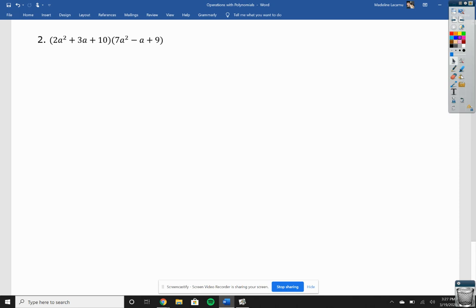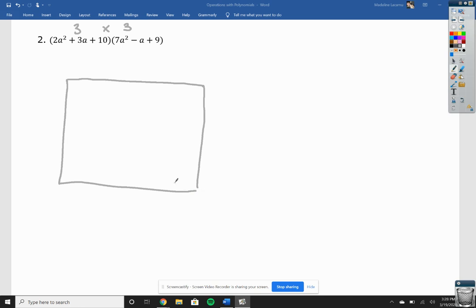All right, number 2 and our last one. So this one's going to be our challenge multiplying problem. Again, you can pause it right now if you want to try it by yourself. So for this one, it is a 3 by 3 box. So 3 terms here, 3 terms here. So we're going to need a real big box for this one. So I need 3 columns, and I need 3 rows.